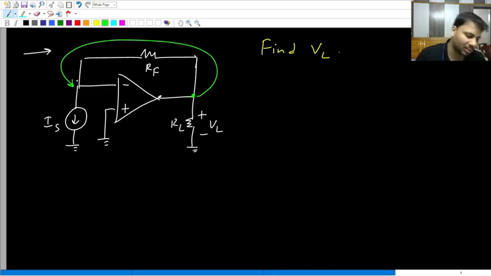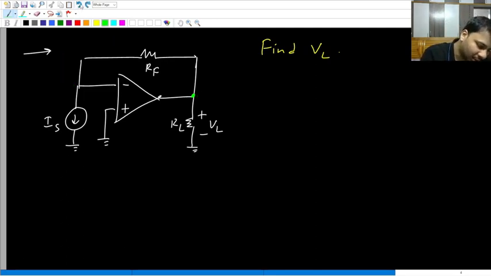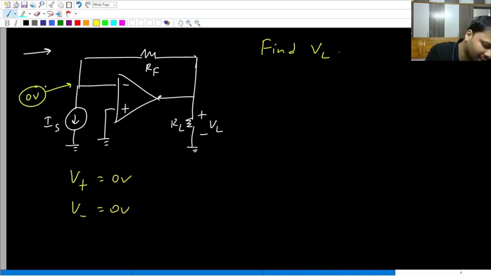The minus input terminal. There is no doubt that the op amp is in negative feedback, so we can use virtual short and so on. Now what is that virtual short? V plus equal to V minus. What is V plus? 0, because the plus input terminal is directly connected to ground. Now because V plus is 0, even V minus will be 0. So what is the potential at this point? 0.